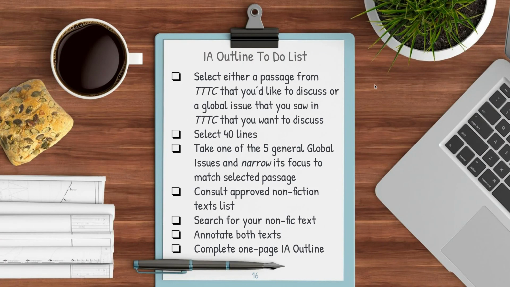Okay, so these are all the items that you need to do in order to get that IA outline finished. Some of them are brainstorming and others are physically going and grabbing things, etc. I'm going to talk about each one of these in turn.